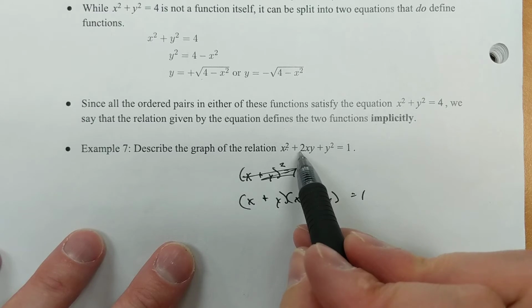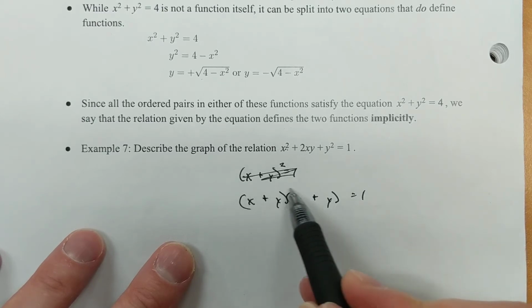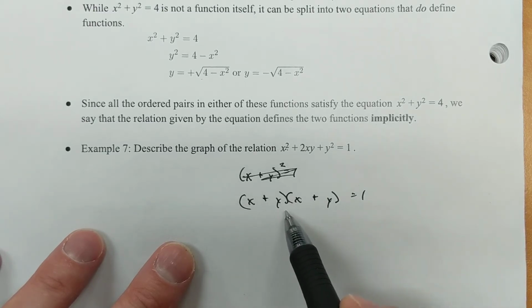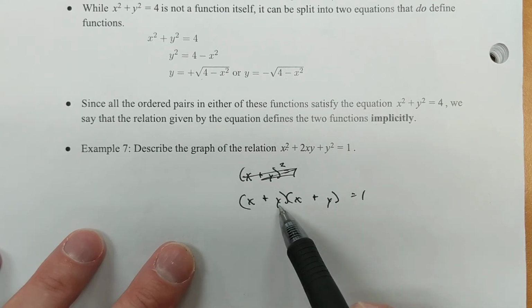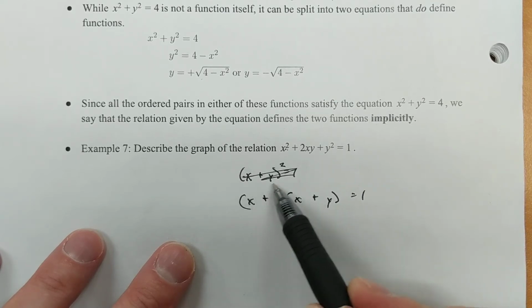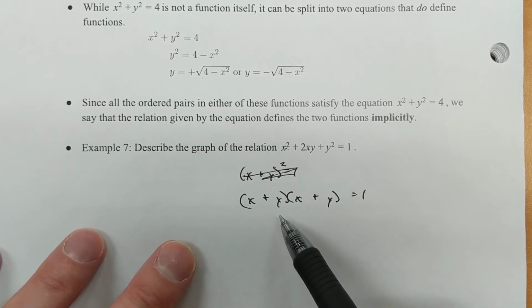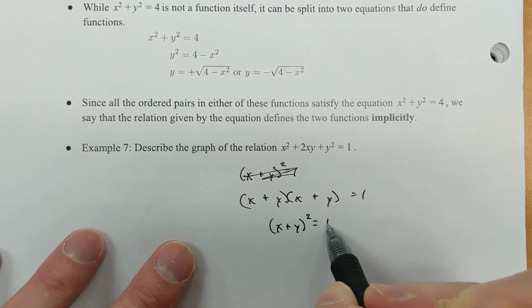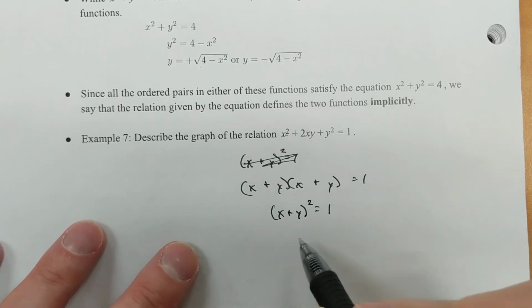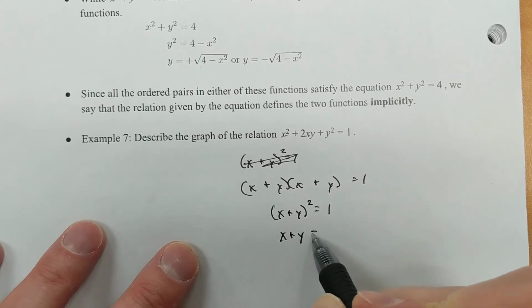Now this 2 happens here because if you do the FOIL, there's my x squared firsts, there's my y squared lasts. But when I do my insides and outsides, outsides first gives me xy, and insides also gives me xy. So that's 2 xy's. Since I have 2 identical parentheses, that's equal to the parentheses squared, then I need to take the square root, which gives me that.